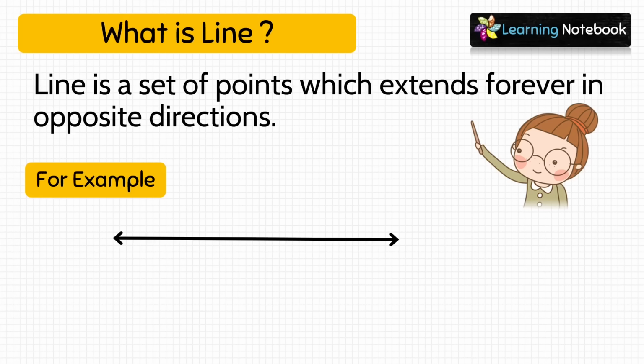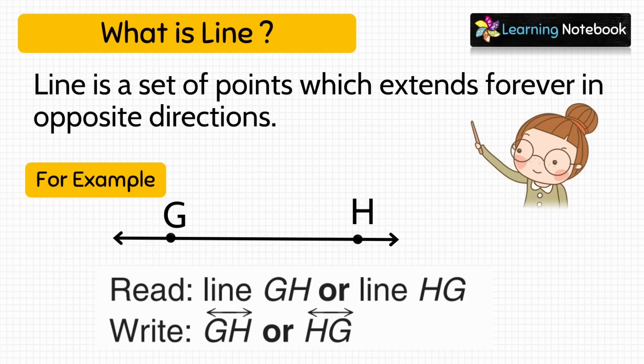Now, let me tell you how to read and write a line. For this, we need to take 2 points. Let's take G and H. So, we read a line as line GH or line HG. Both the ways are fine. Similarly, we can write it as GH or HG with a small line drawn on it.